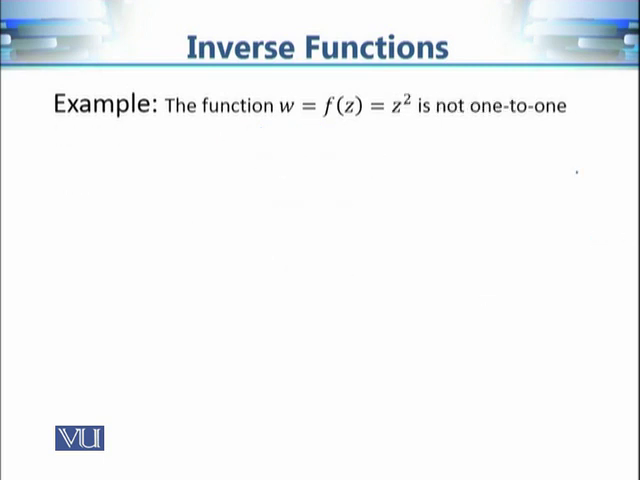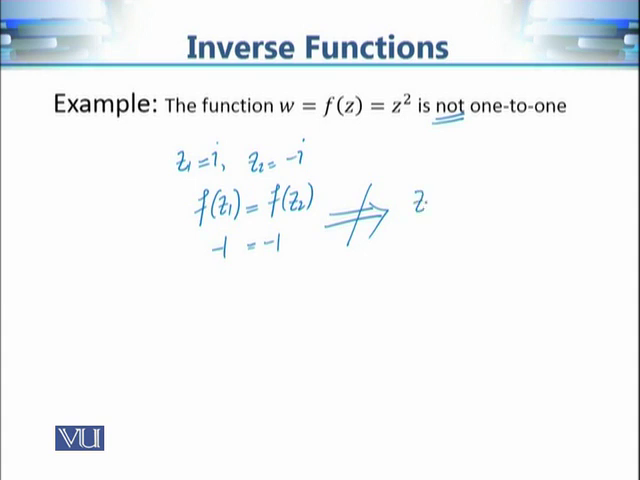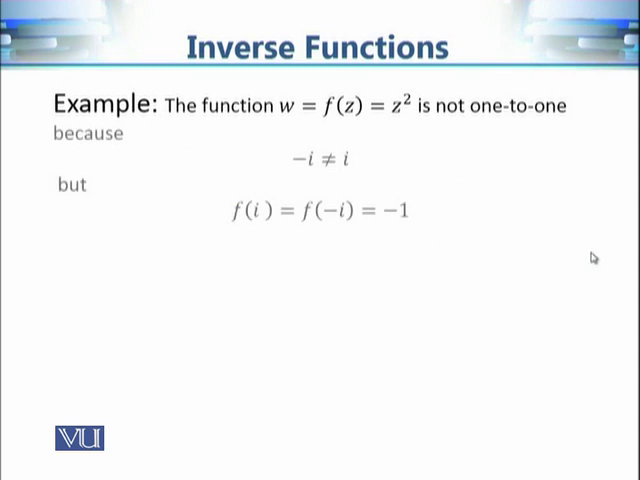Now consider another example where we have the function f of z is equal to z square. Now this function is not one-to-one, because we have two values z1 and z2, one of them is iota and the other one is minus iota, such that f of z1 is equal to f of z2. Remember that f of z1 is -1 and f of z2 is also -1, but this does not imply that z1 is equal to z2, since z1 is iota and z2 is minus iota, and iota is not equal to minus iota. So we can say that this function is not one-to-one because this condition is not satisfied.